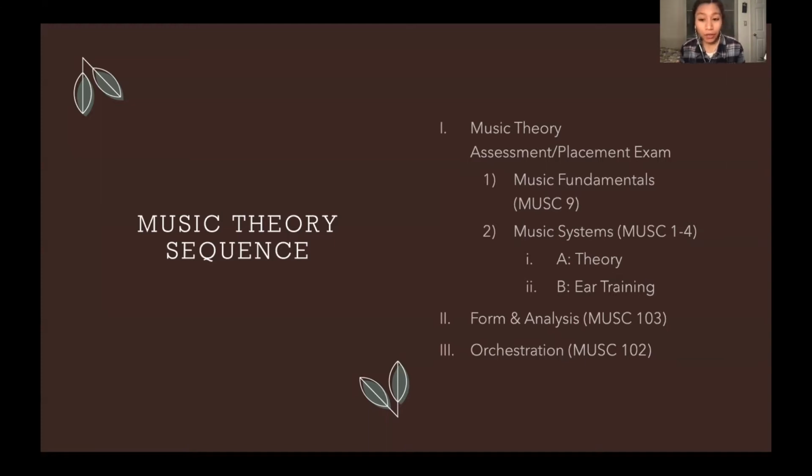And within the first 2 classes, you'll have to be taking some sort of assessment or placement exam, and that will determine whether or not you have the prerequisite skills to be in the music systems class. If not, you'll be placed into music fundamentals, which will give you the basic vocabulary to be successful in music systems 1A. When making your 4-year plan, this is important for you to consider which of these you are taking first, because music systems 1A is only offered in the fall.